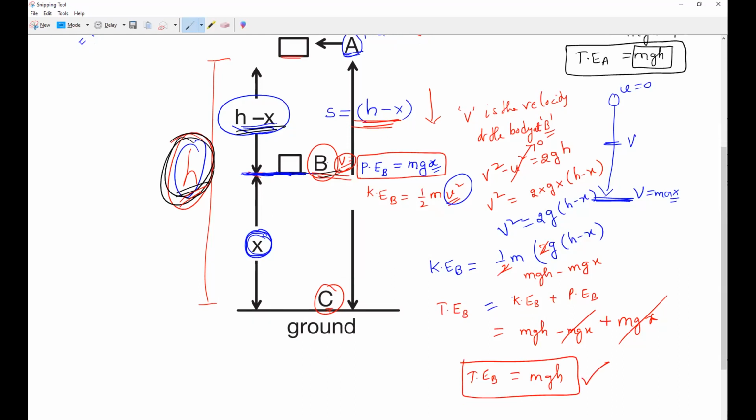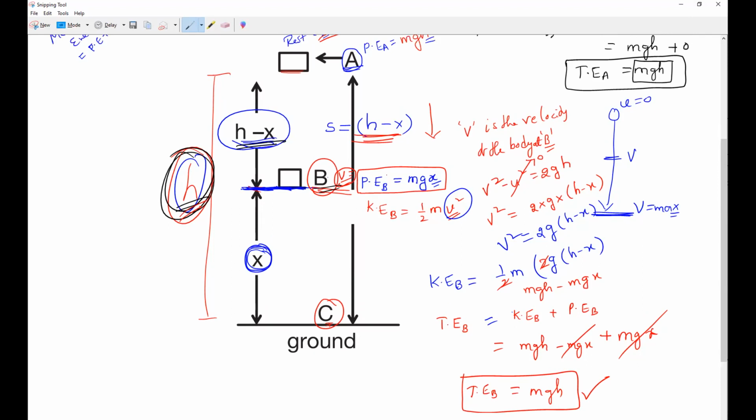Those who are having doubt, remember: wherever you are finding the potential energy, you need to know the elevation from the ground. If you want to calculate the potential energy at any point, you need to know the height from the ground. If you want to know kinetic energy, you need to know only one thing: the velocity at that particular point. Is it okay, guys?